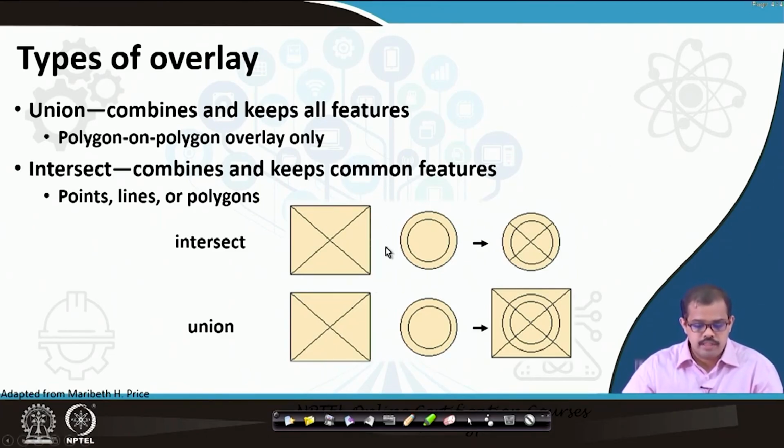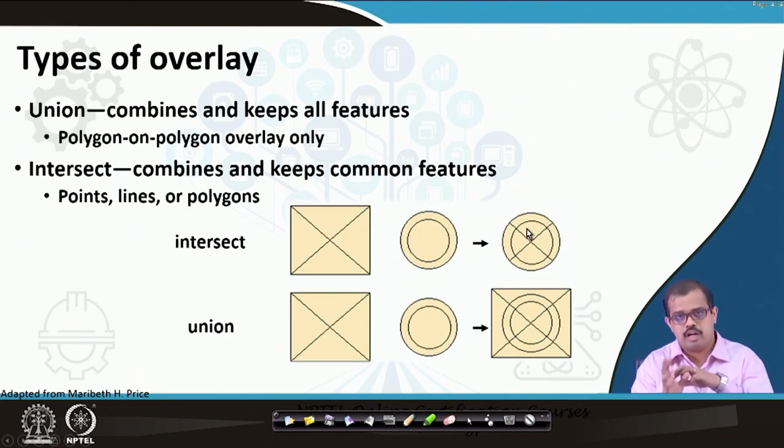So if this is a polygon and this is a polygon, union combines both of these. Normally polygon on polygon overlay only does this. Intersection combines and keeps only the common features. For example, if you look at this and this, the common feature is only this. So the other areas are cropped and kept.